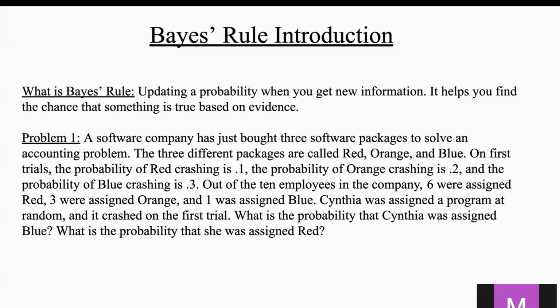Out of the 10 employees in the company, 6 were assigned red, 3 were assigned orange, and 1 was assigned blue. Cynthia was assigned a program at random, and it crashed on the first trial. What is the probability that Cynthia was assigned blue? And what is the probability that she was assigned red?